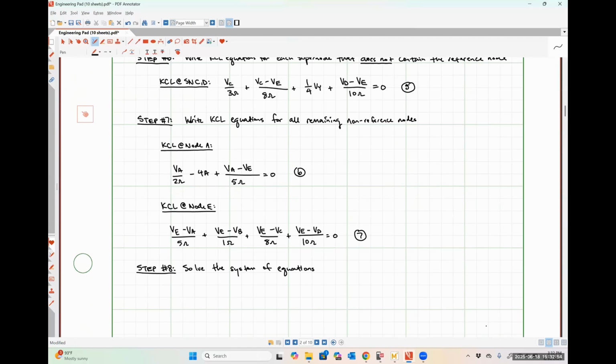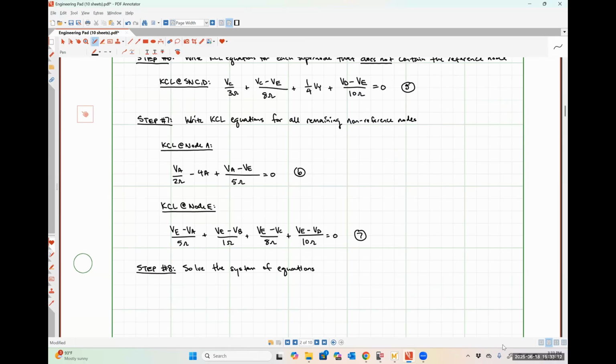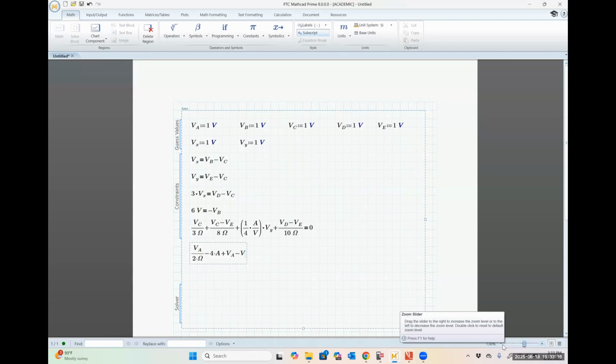So VA over 2 ohms minus 4 amps plus VA minus VE over 5 ohms is control equal to 0. And now I have that KCL at node E.